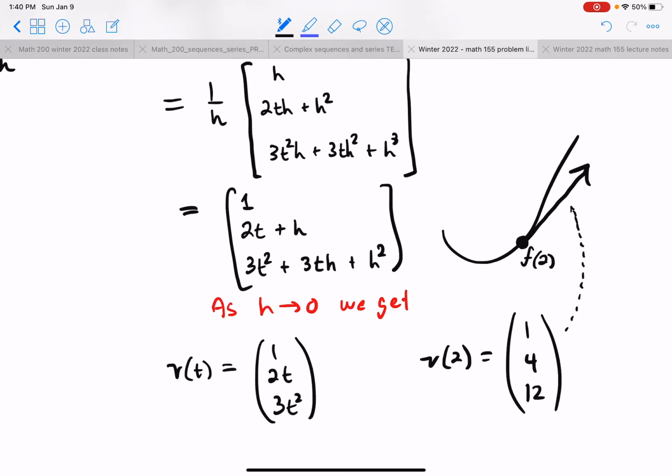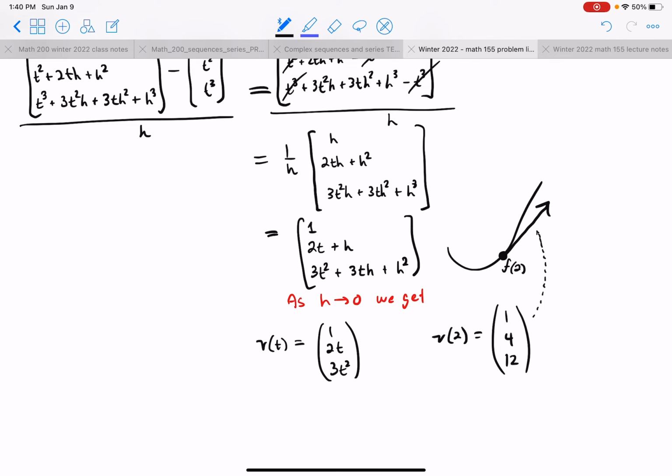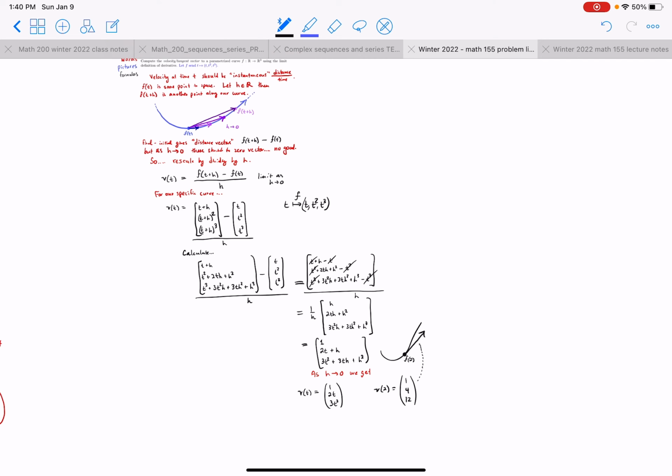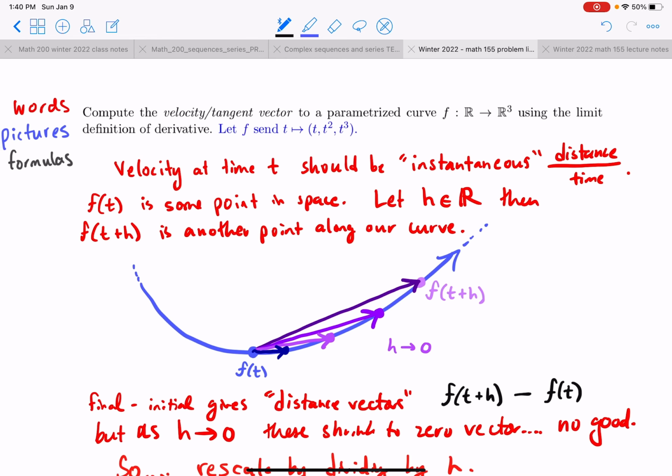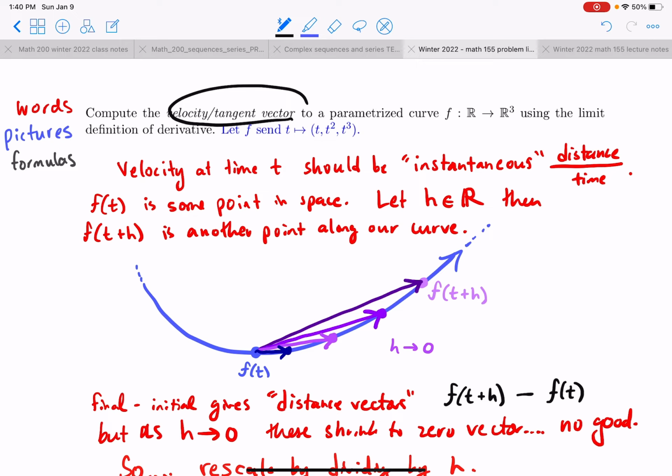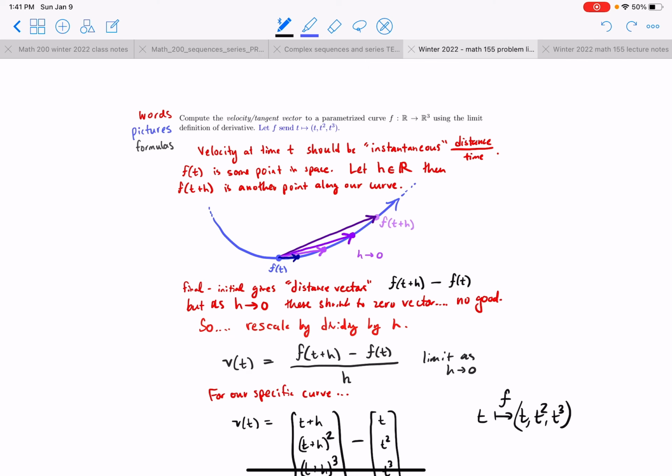Okay, so that's in my head. Yeah, I'll leave that. That's okay. But now, are we done? Let's see. Calculate the velocity vector for a curve using the limit definition of derivative. And do it for this curve. Yeah, we did it. That's awesome.